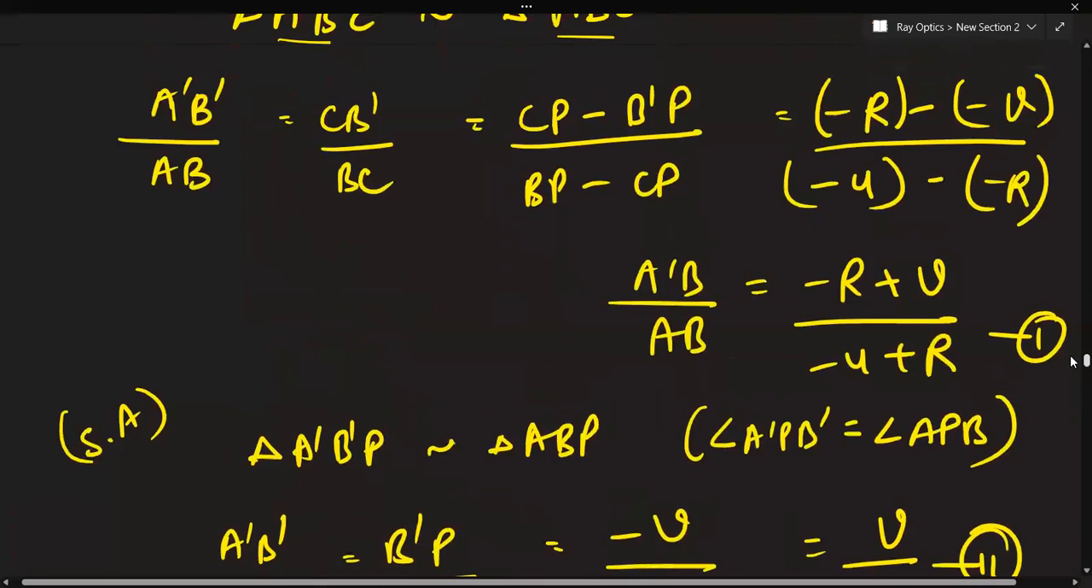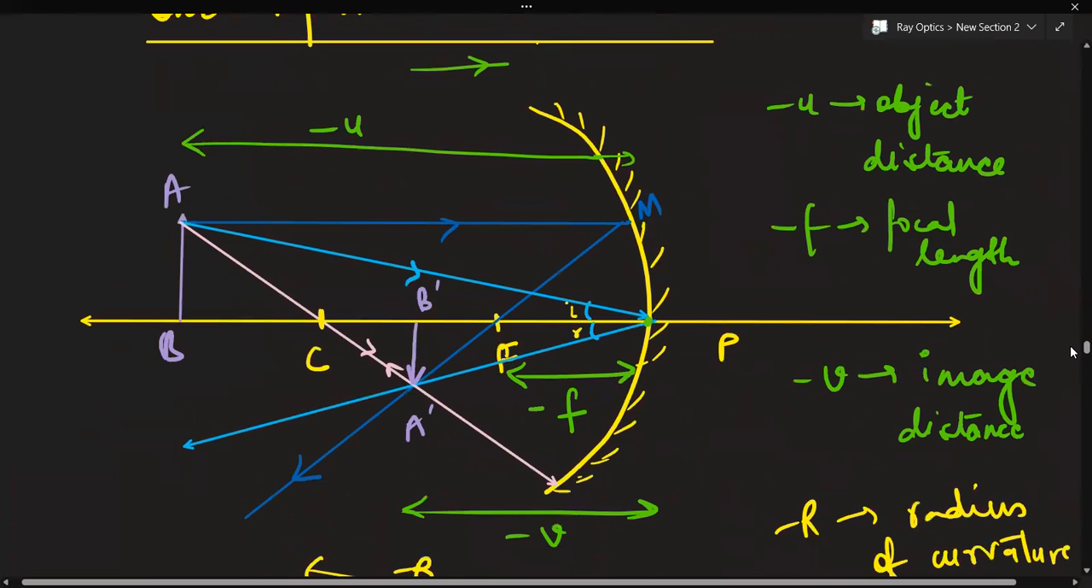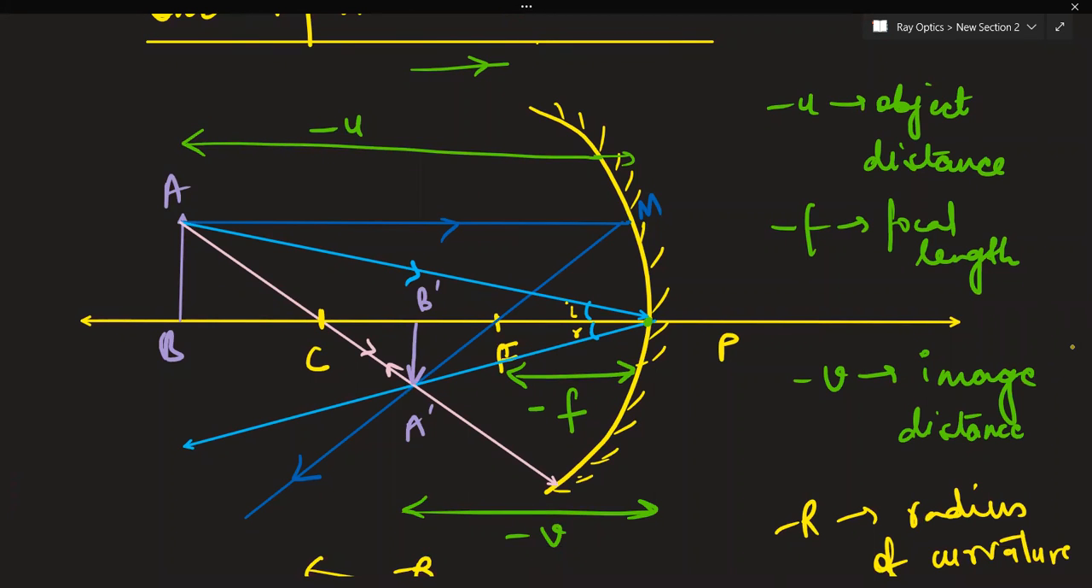See, A dash B dash is what? If you look at this figure, use the same figure. Right now you can leave it, but in the exam, if only linear magnification is asked, you have to draw the diagram. A dash B dash is the height of the image, and it is downwards below the principal axis, so this will be negative. And AB is the height of the object, and since this is above the principal axis, we'll write it as positive.